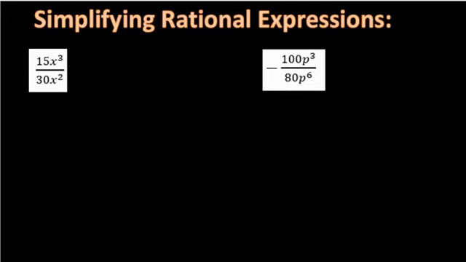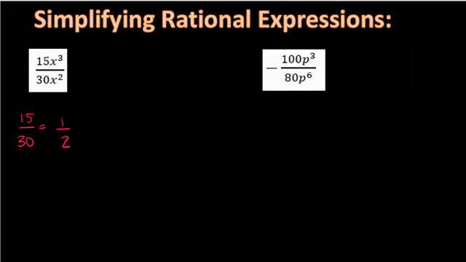Hey everyone, so this video is going to walk us through simplifying rational expressions. We're going to start off by simplifying where there's one term in the numerator and one term in the denominator. So what you're going to start off by doing is looking at your coefficients, which are 15 and 30, and reducing that 15 over 30 fraction. And so this reduces to 1 over 2.